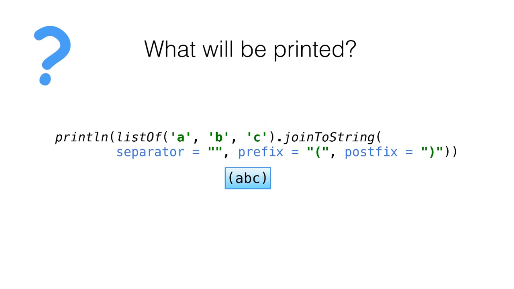The join-to-string function joins the content of a string in the desired way. You can specify separator, prefix, and postfix. The output should be quite straightforward. We simply join the content of the list by using an empty string as a separator and surrounding it by the specified prefix and postfix, the parentheses.